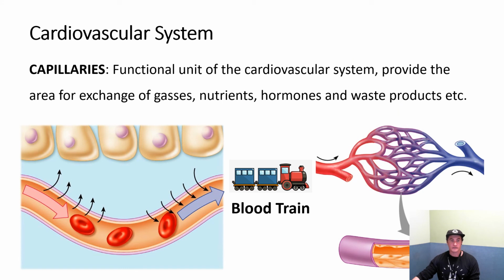Our capillaries, the functional unit of the cardiovascular system, provide areas for exchange of gases, nutrients, hormones, and waste products. So this is our blood train. Once the train enters capillaries, that's when it can unload its passengers. So in this case, we're talking about oxygen to cells and CO2 to come back on the train. Thin walls, super small, they allow simple diffusion to happen.